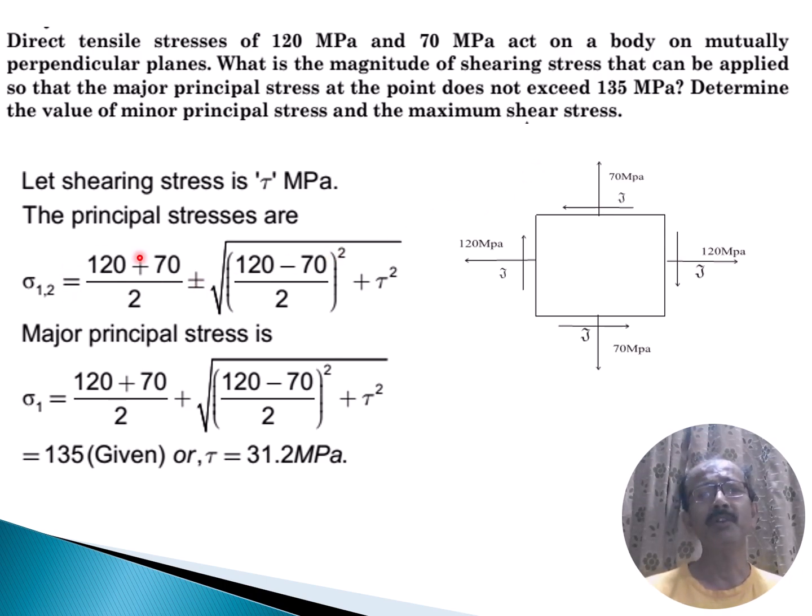So directly from the formula, that is sigma x plus sigma y by 2, plus or minus the square root of sigma x minus sigma y by 2 whole squared plus tau squared. So we just put in the values, and that is the major principal stress. So we are getting this value of sigma 1.